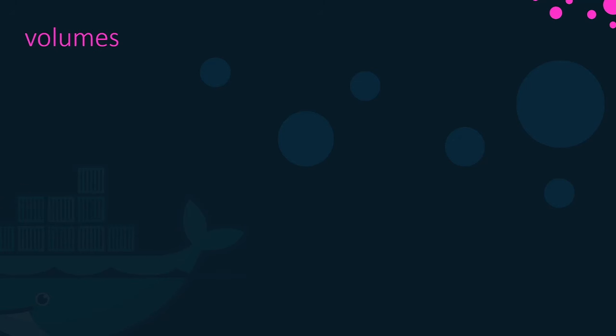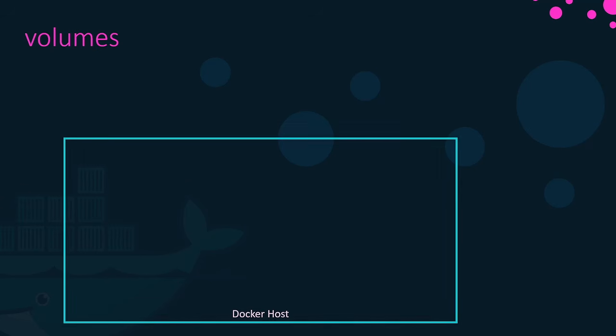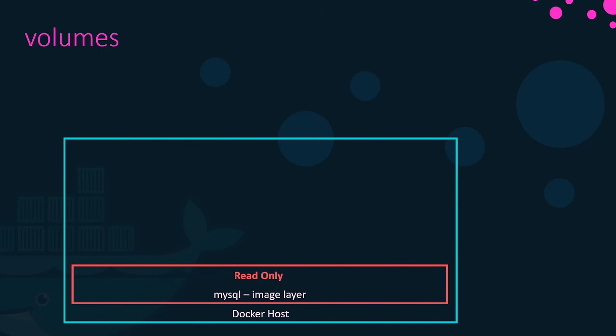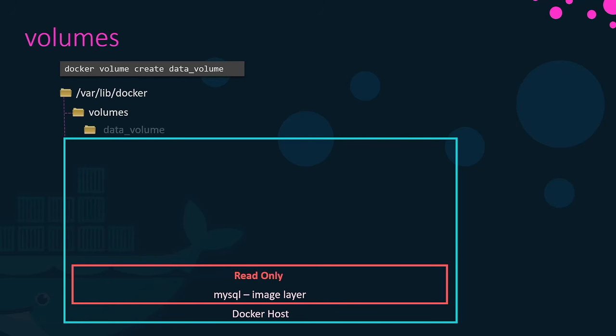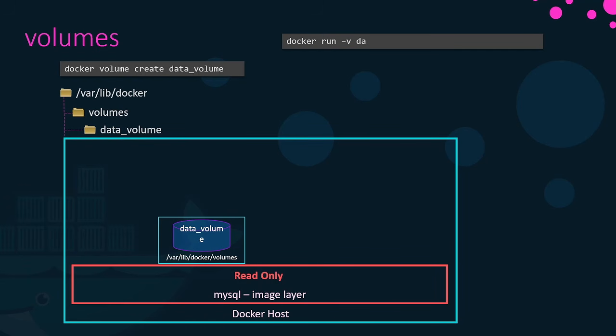To do this, first create a volume using the docker volume create command. So when I run the docker volume create data_volume command, it creates a folder called data_volume under the /var/lib/docker/volumes directory. Then, when I run the Docker container using the docker run command, I could mount this volume inside the Docker container's read-write layer using the -v option like this.